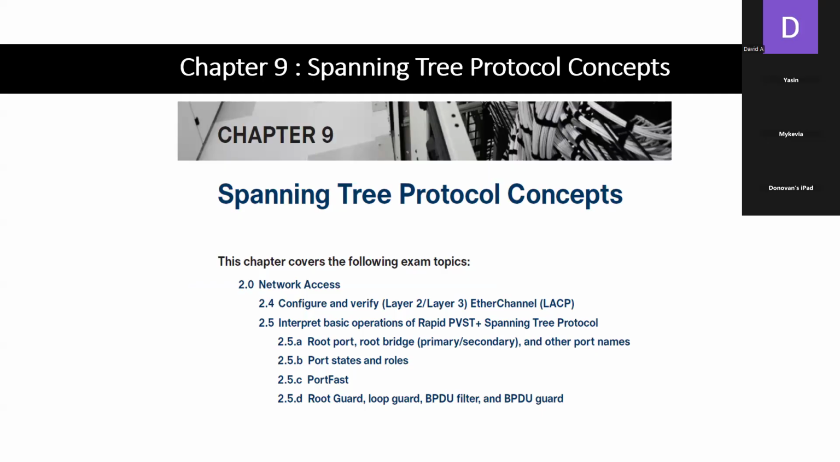Chapter 9 covers, if you look at the objectives, 2.0 network access, 2.4 configure and verify Layer 2 and Layer 3 EtherChannel, LACP protocol. 2.5 interpret basic operations of Rapid PVST+ spanning tree protocol. 2.5.a root port, root bridge, primary, secondary, and other port names. We're also going to go over 2.5.b, port states and roles, 2.5.c, PortFast, and 2.5.d, root guard, loop guard, BPDU filter, and BPDU guard.